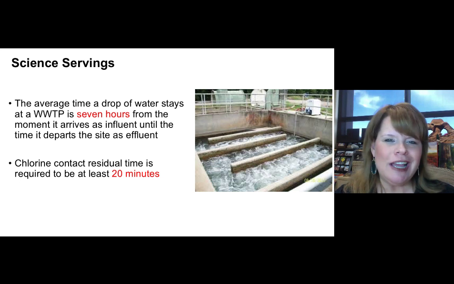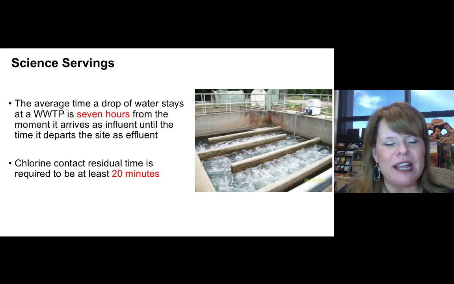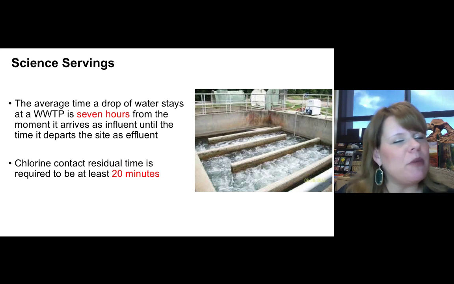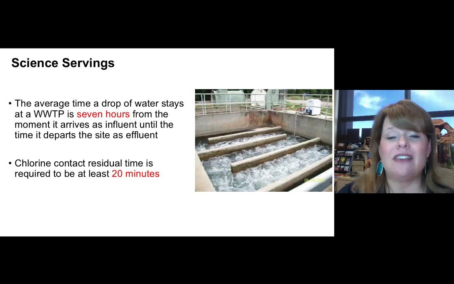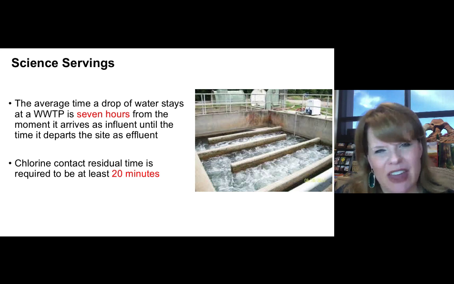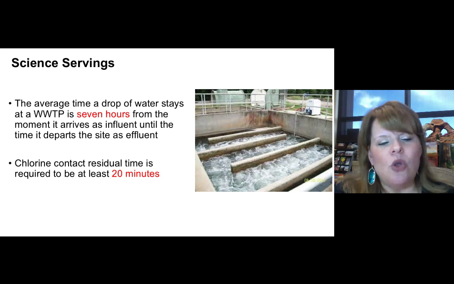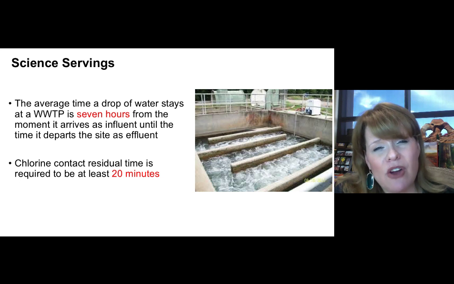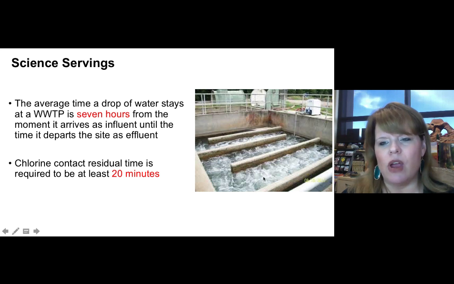Let's talk about how long it takes for a water droplet to go through the wastewater treatment process, like at an activated sludge plant. The average time a drop of water stays at a wastewater treatment plant is about 7 hours from the moment it arrives as influent until the time it departs the site as effluent. That's pretty fast. It can go faster if the system is overloaded because of flooding, but we don't want that to happen because it needs to have adequate time to be clarified and treated and then disinfected. The chlorine contact time is required by law to be at least 20 minutes. And you're looking at a chlorine contact chamber right here.